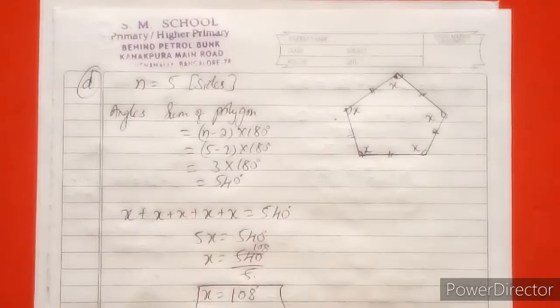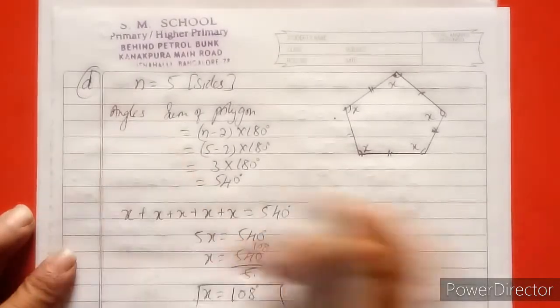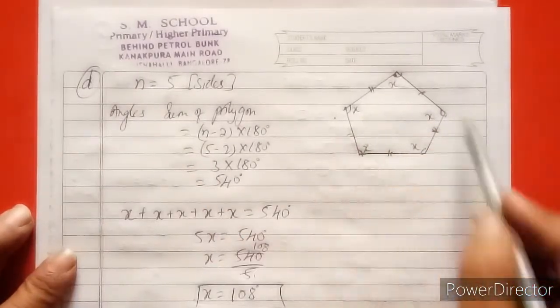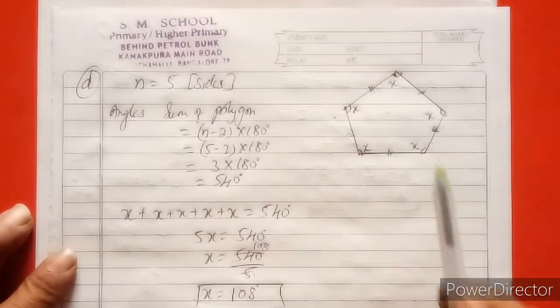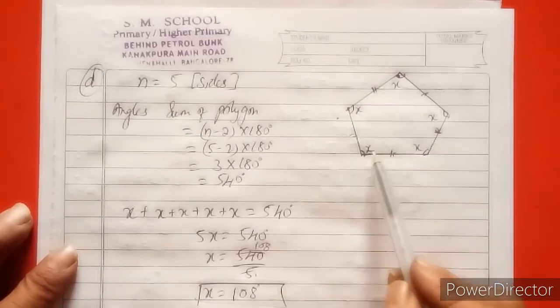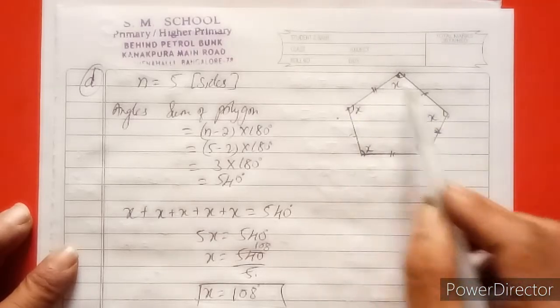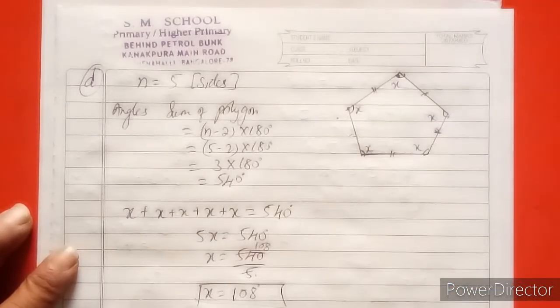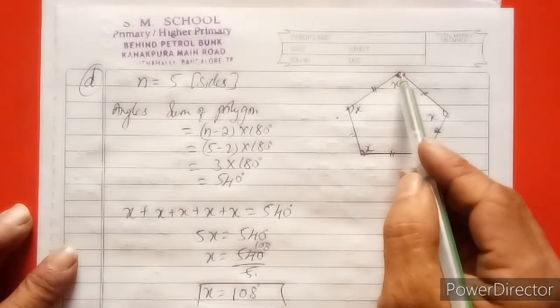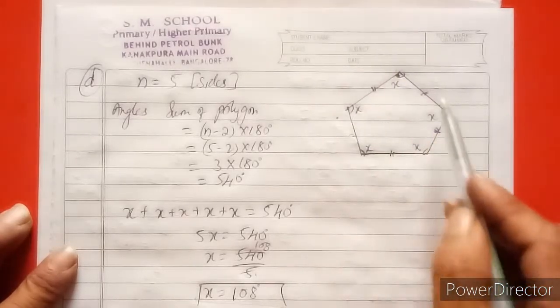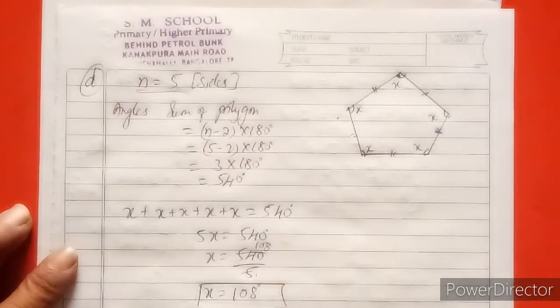Next, I am going to explain D1. In the given figure, there is no value of the angles. Remember, angle x, angle x, angle x, angle x, angle x, but all the sides are equal. That is given. And how many sided figure? 1, 2, 3, 4, 5. Number of sides are 5.